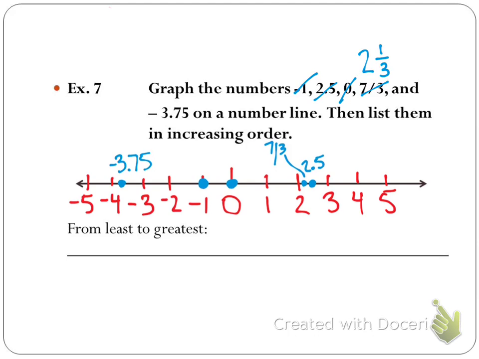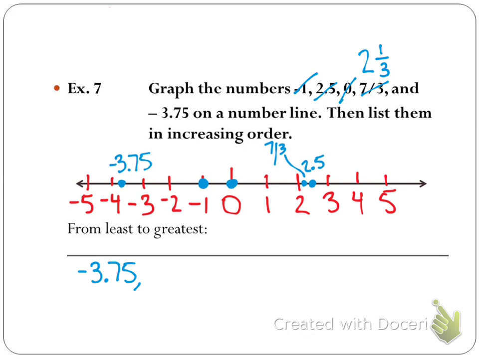No new hands? Dylan, which number should I list first? The lowest number. Wonderful. The lowest number is going to be the one furthest to the left on the number line. So -3.75 is the least, the lowest.